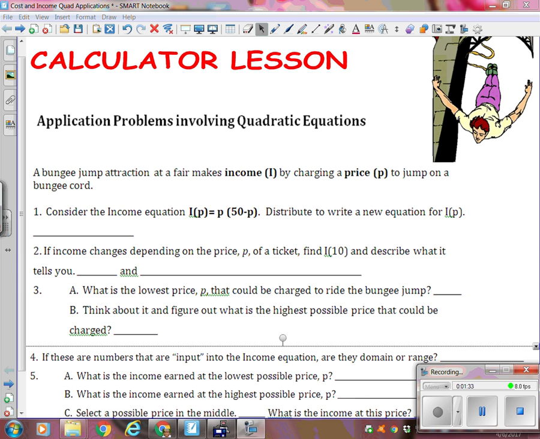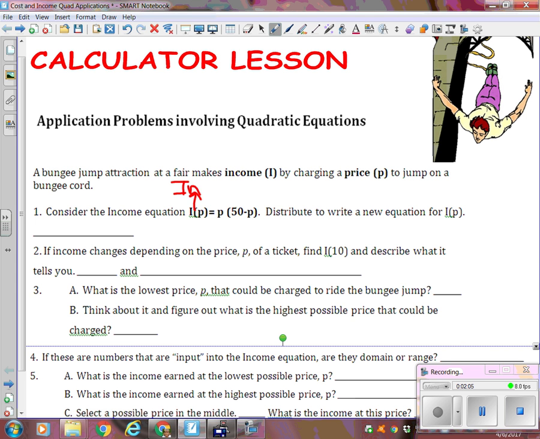All right, so the bungee jump attraction at the fair makes income. Income is made by charging a price to jump the bungee cord ride. So if we do the bungee cord ride, they're going to start us off with number 1. It says I parentheses P. Now this is function notation, but it's not f of x. They're going to use letter I. Tell me what you think letter I stands for after you read the sentence above it. What does I stand for?